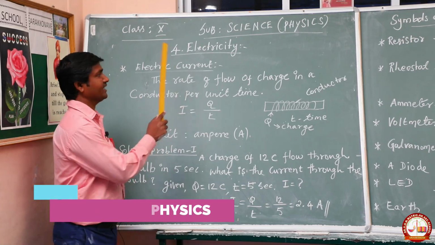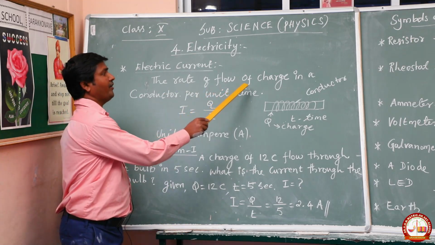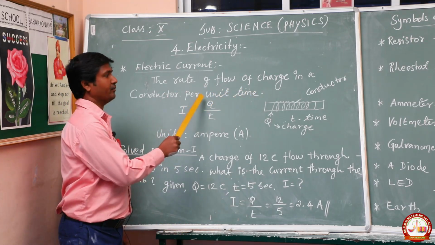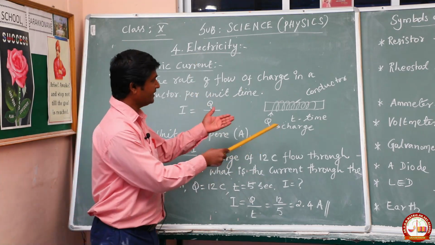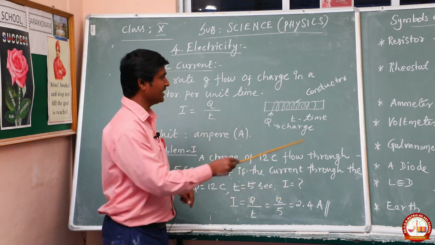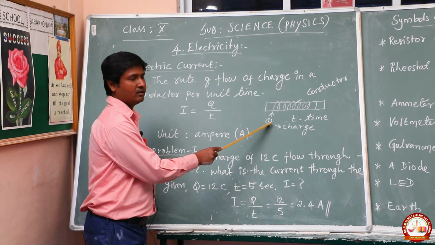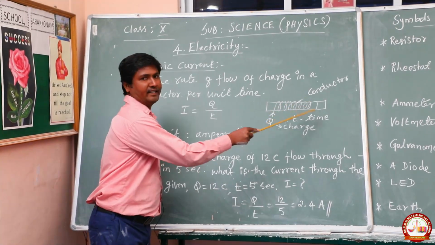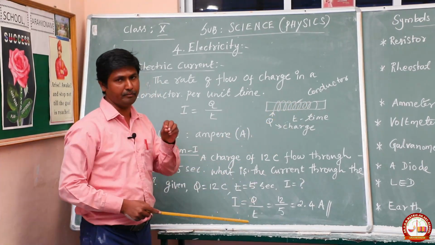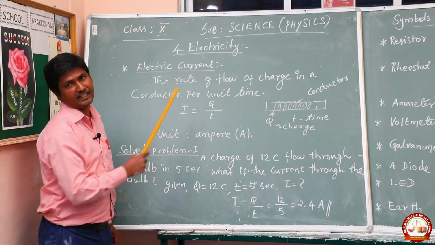This is the electric current definition: rate of flow of charge in a conductor per unit time. Let us consider this is a conductor. Q means charge. Q charge flows in a conductor per unit time, per second. This is called electric current.